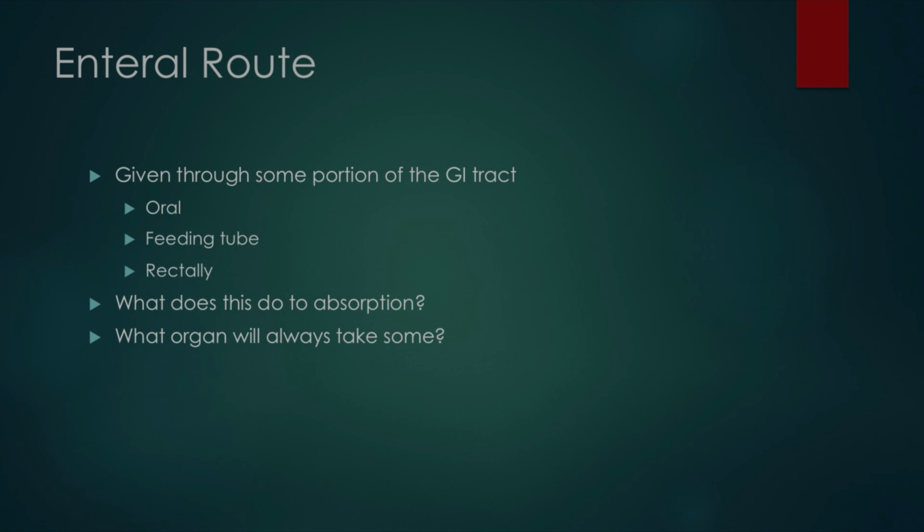A key concept here is first-pass metabolism. No matter which enteral route is used, the liver will always take some of the medication first, reducing the amount that ultimately reaches systemic circulation. This is an important consideration when thinking about dosing, onset, and overall effectiveness.